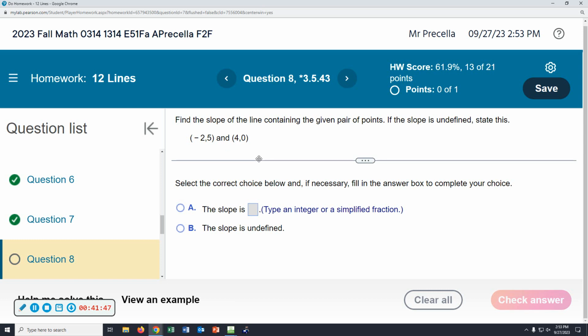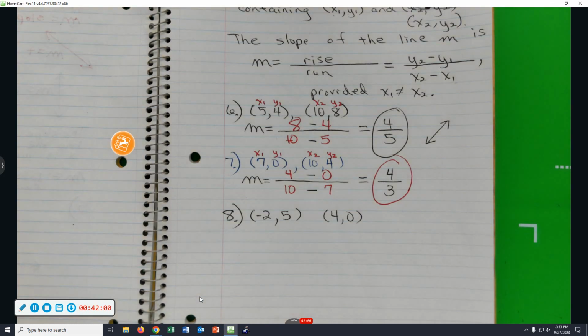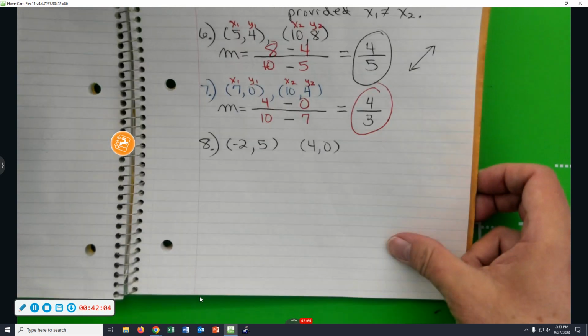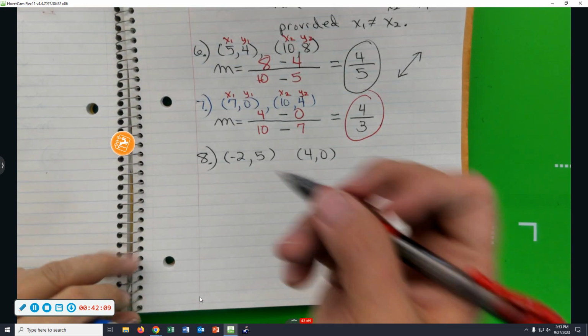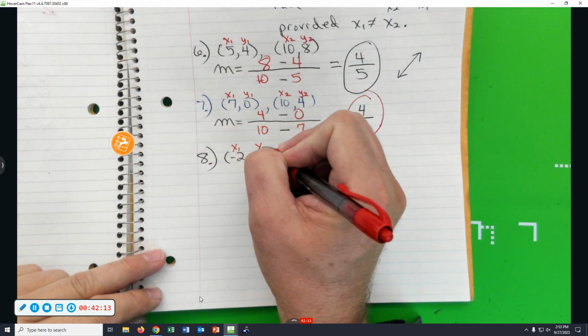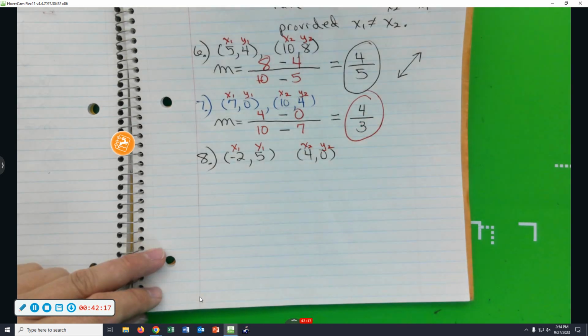The first ordered pair is (-2, 5). Let me write it down. And the second ordered pair is (4, 0). Okay. I'd identify my x and y values. That's my first x, first y, second x, second y.